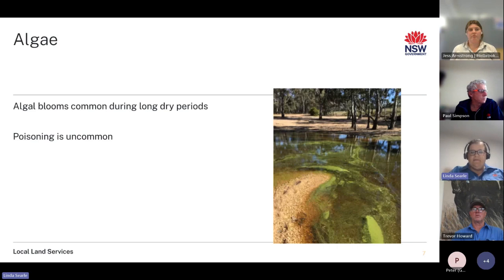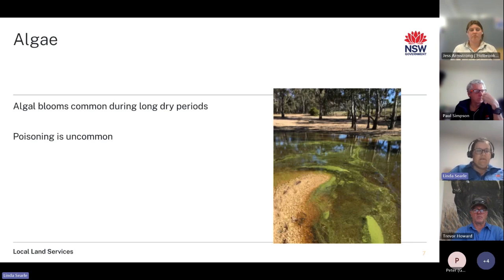Particularly blue-green algae forms that scum over the top of the water. They do not like to drink that if they have a choice, and it is often in the situations where they don't have a choice that you can get issues. Now, as I said, poisonings from blue-green algae are actually fairly rare, mainly because they don't like to drink the scum, but there are toxins in there that can affect stock.